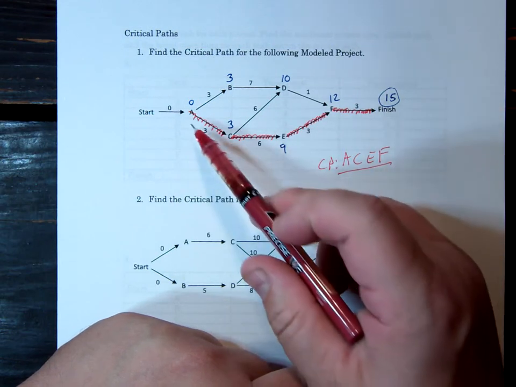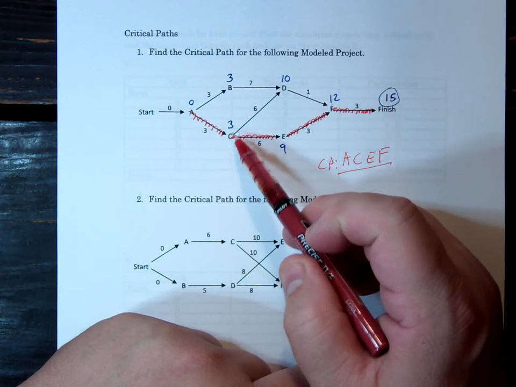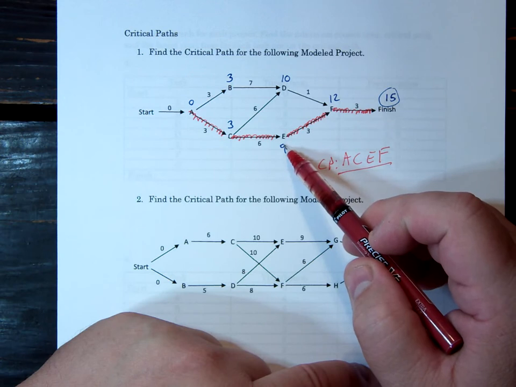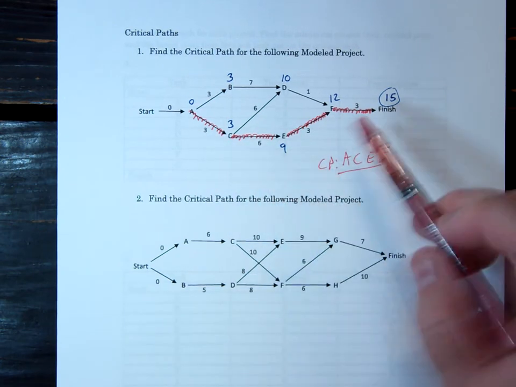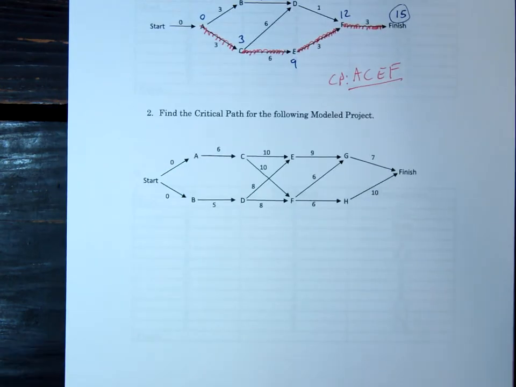So in other words, A has to start at the very beginning and only take 3 days, so that C can start and only take 6 days. If anybody starts too slow or takes too long, it'll mess up the project time. So that's it.